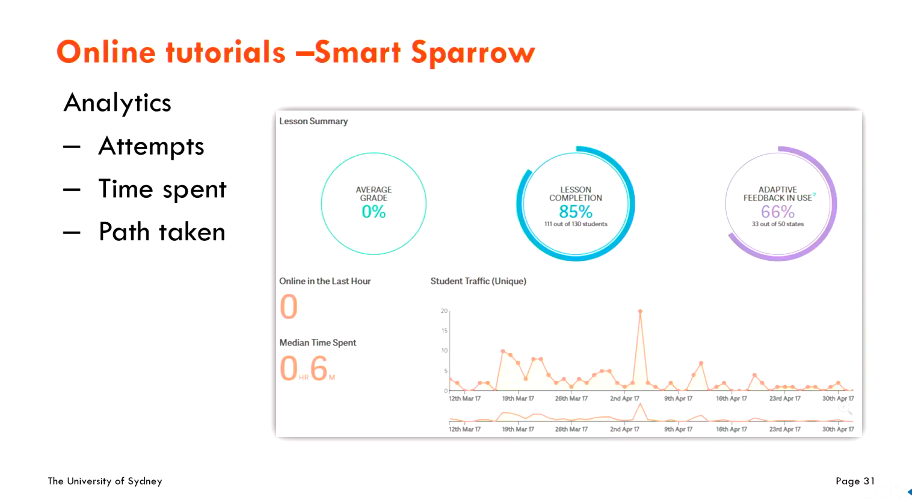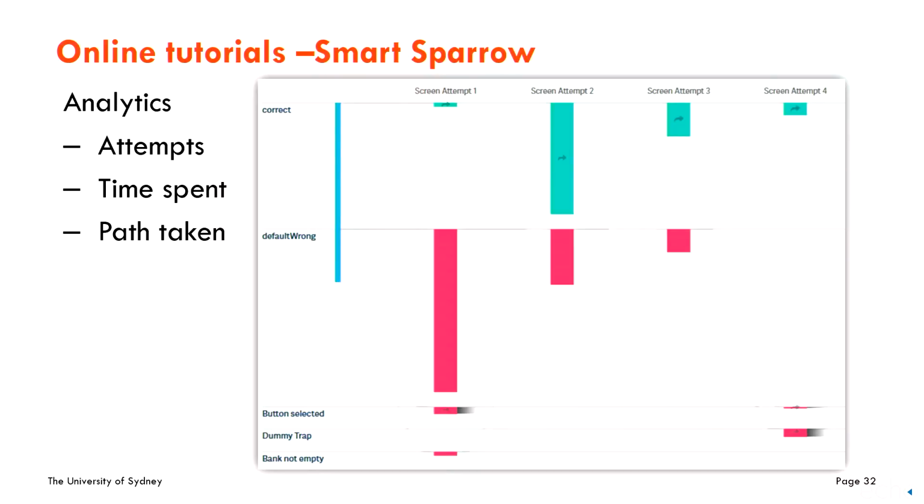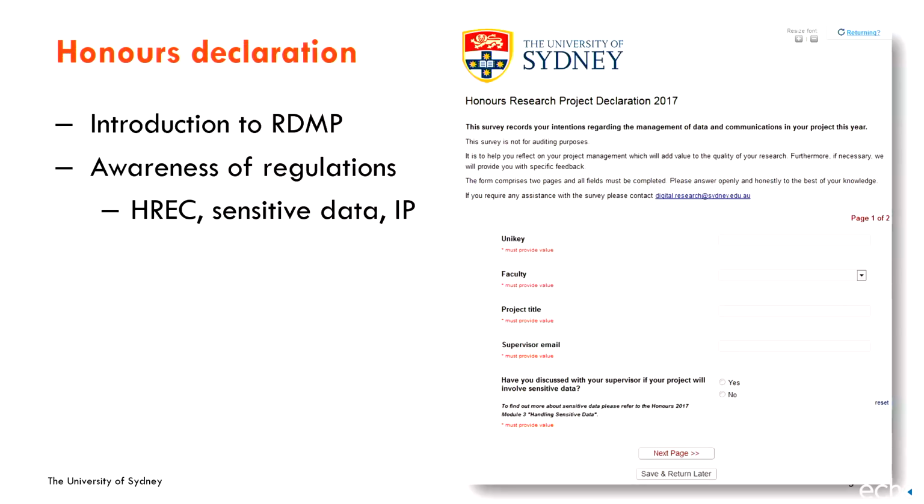You could also see how much time they spend on each question, how they have done, and you could analyze this by looking at each question. Were most of them wrong, and did they have one type of choice versus the other? That allows you to redesign your tutorial.